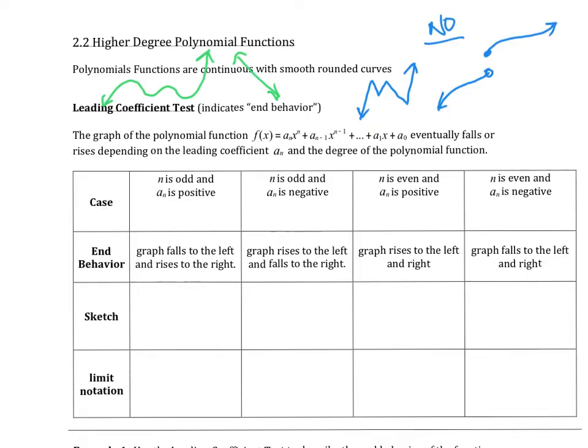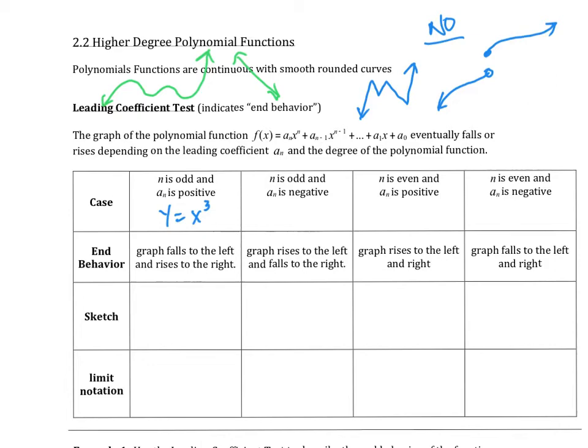Okay, so the first test they show you about is the leading coefficient test, which indicates the end behavior. So as x approaches infinity and negative infinity, what do the y values of the graph do? Case one is n is odd, a_n is positive, where n is the degree. The most basic case of this is maybe y equals x to the third. It could also be y equals x, because that has an odd degree, and the coefficient of the leading term is positive.